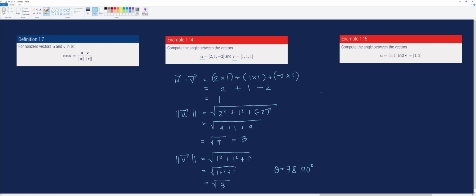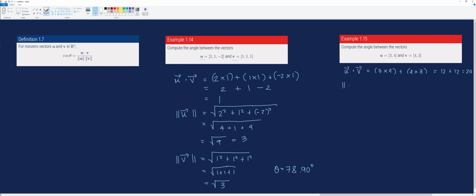Let's consider another example. Again, we are asked to compute the angle between the two vectors, u and v. So the first thing that we need to do is to get the dot product of the two vectors. So the dot product is 3 times 4 plus 4 times 3. And this is equal to 12 plus 12, or 24.